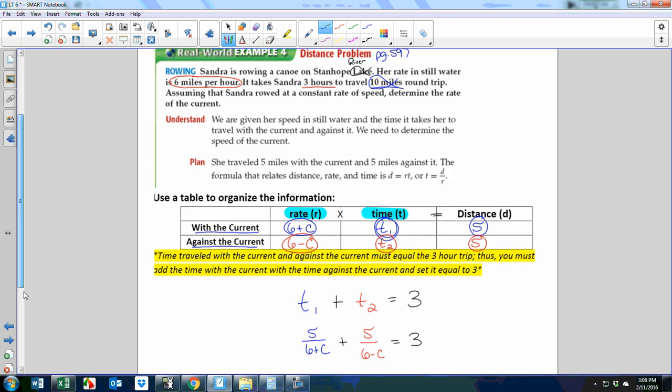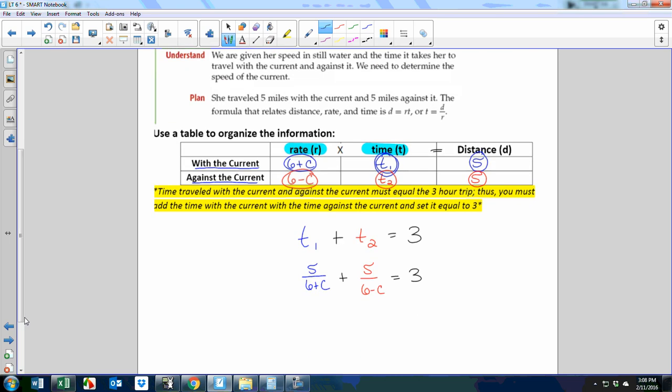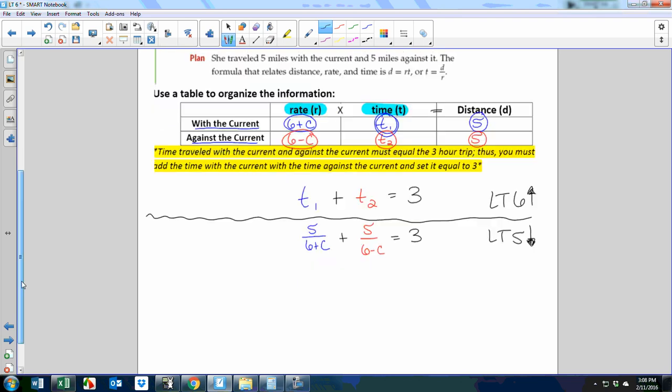So now I'm going to draw a line because we have passed the point of learning target 6. Learning target 6 was above: everything about the table, extracting the information, setting up the equation. Everything below is learning target 5: solving a rational equation that has different denominators. So I'm going to go through the next part rather quickly. If you need help with the next part, ask me in class, or you can go back and look at the Learning Target 5 video.